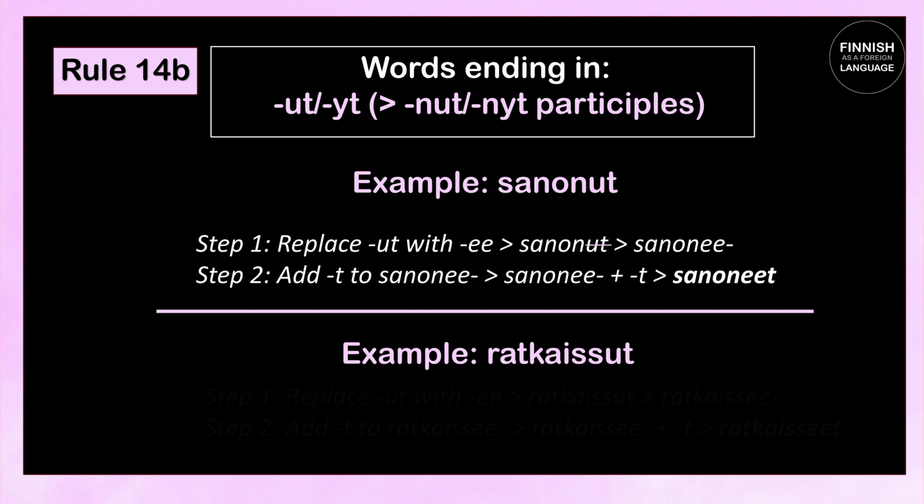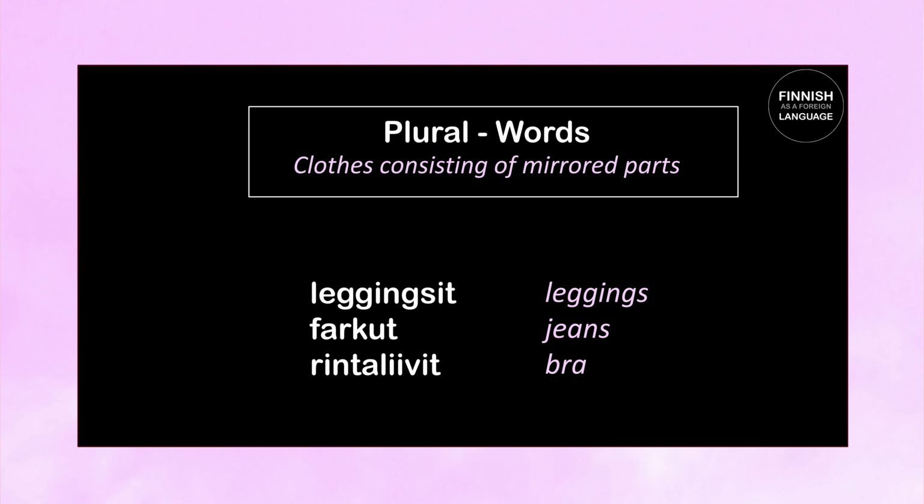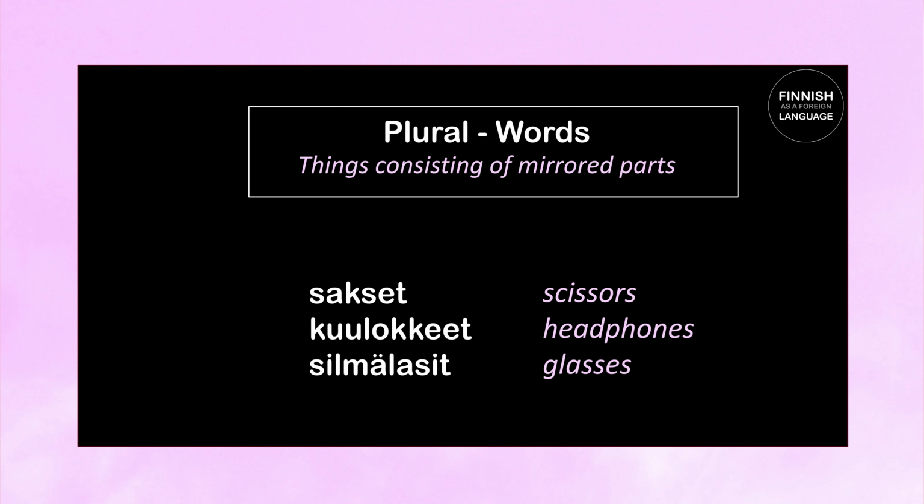We move on to the third chapter, words that are always in plural. So when we have clothes consisting of two mirrored parts, then they usually stand in the nominative plural. For example, leggingsit, meaning leggings, or farkut, meaning jeans, or rintaliivit, meaning bra. However, it doesn't always have to be about clothes. It can be also things consisting of two mirrored parts. For example, sakset, which means scissors, or kuulokkeet, meaning headphones, or silmälasit, meaning glasses.